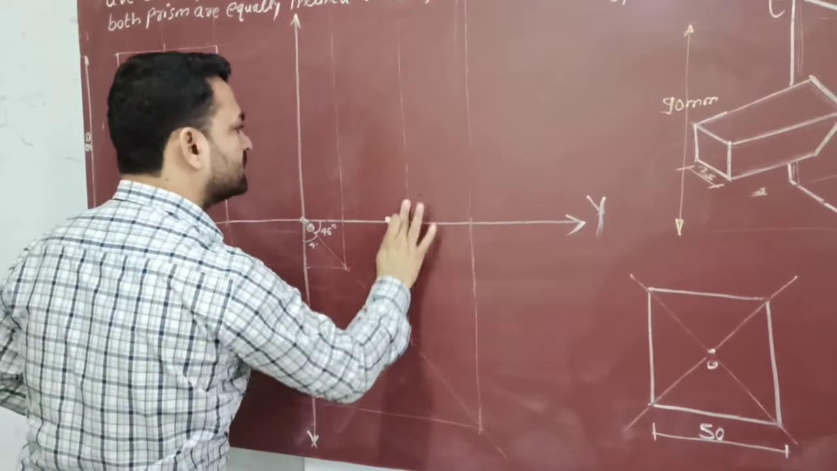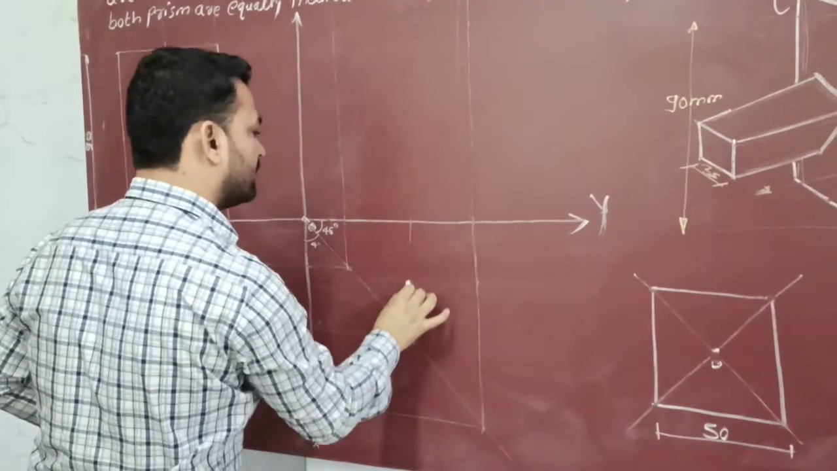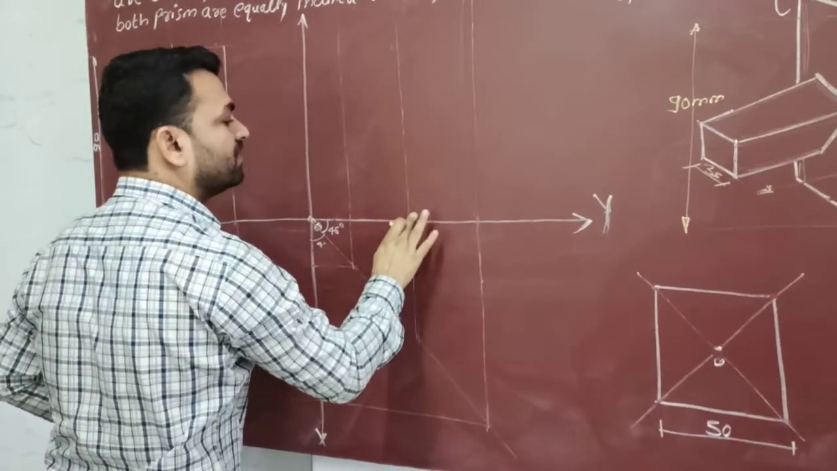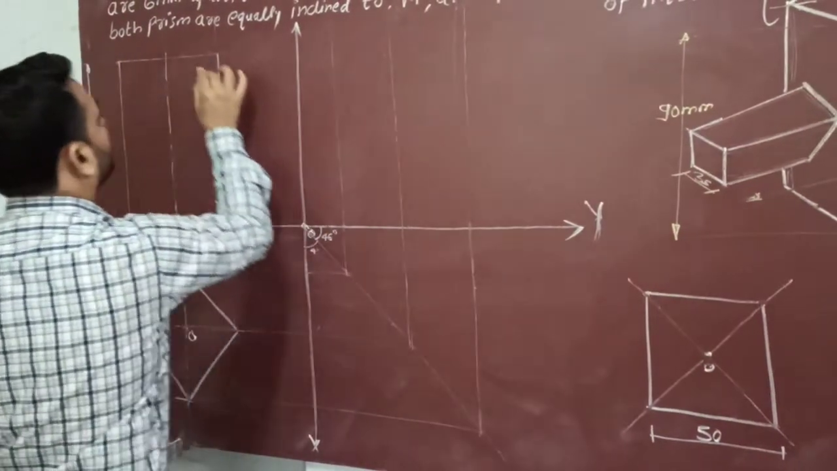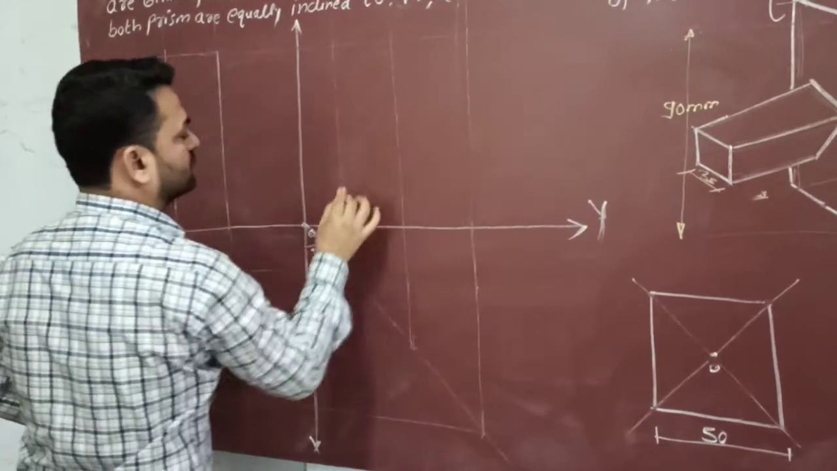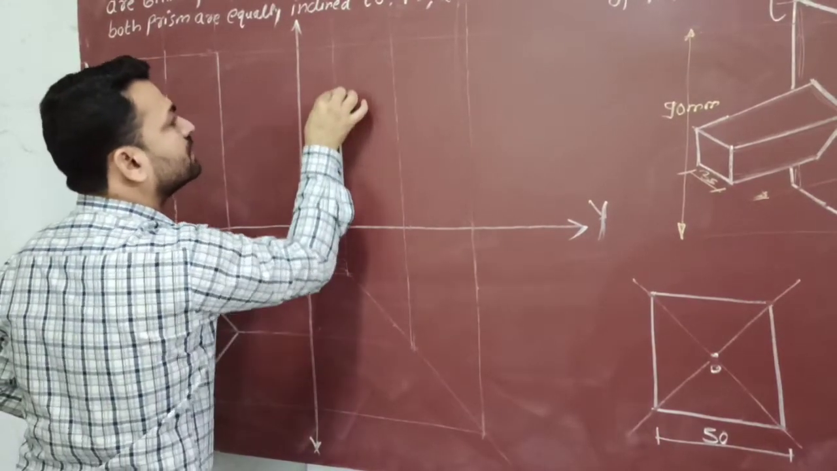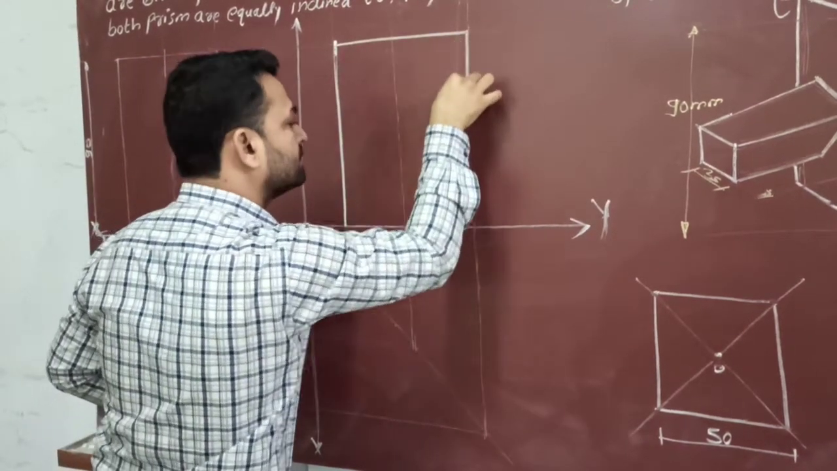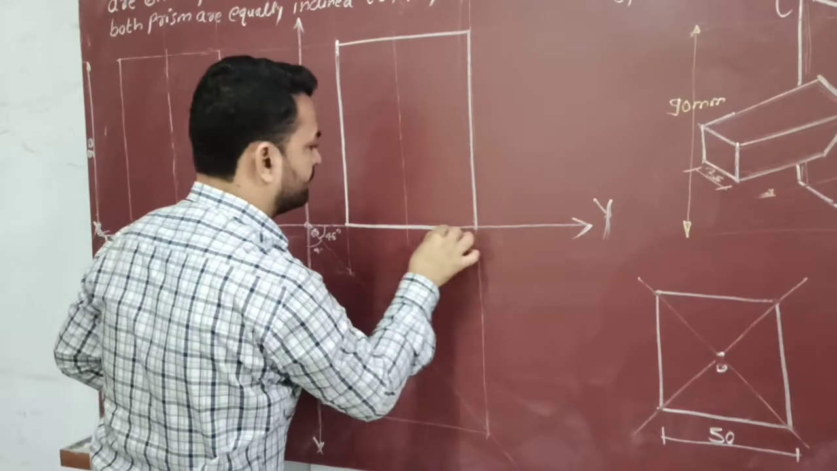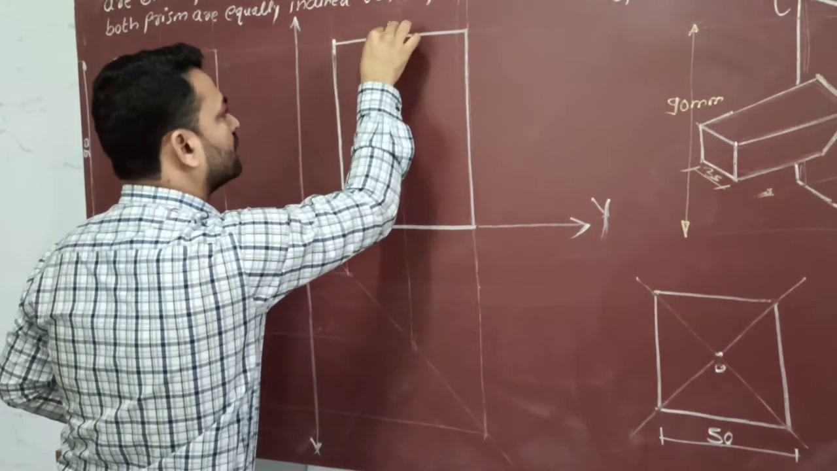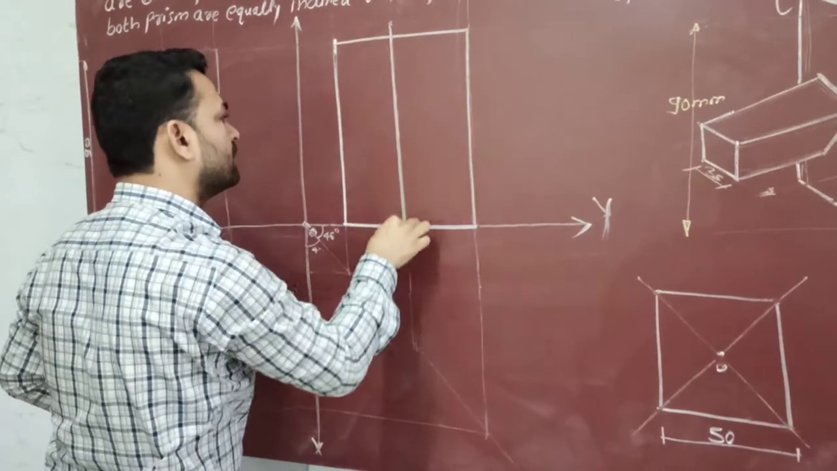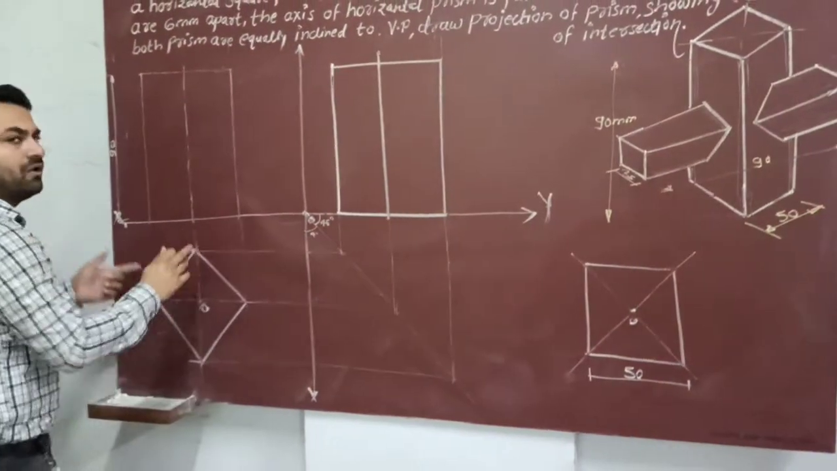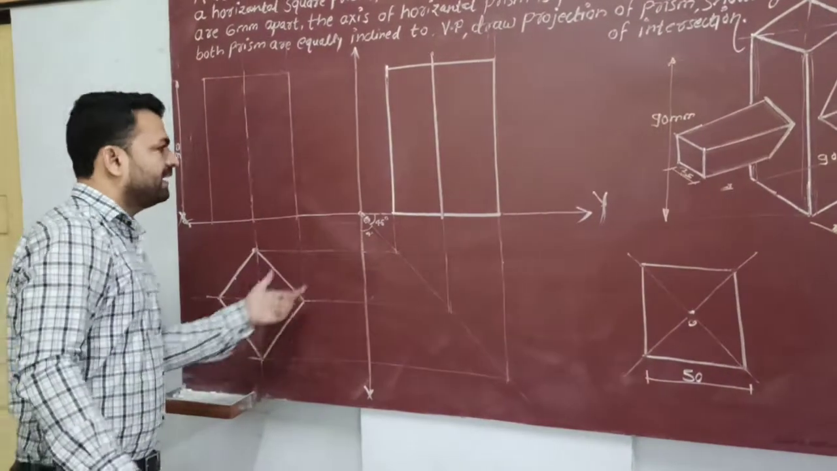Okay, so this is the projection line, or we can say the outline of the square prism which can be seen in the side view. Again here I know the height, so darken this outline. This is the actual view in the side view. Okay, now this is the front view of the vertical square prism, top view and side view.